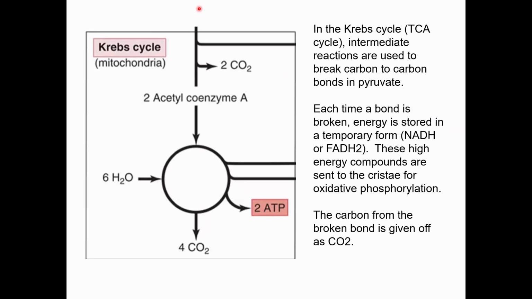So we put pyruvate into the mitochondria. We make acetyl coenzyme A. We join it with a bunch of intermediates. And as we're pulling off the carbons, we are storing energy in ATP, and then we have some high energy compounds, NADH and FADH2. These are going to go over to the cristae, where they're going to find the oxidative phosphorylation. The carbon from the broken bonds is given off as CO2.